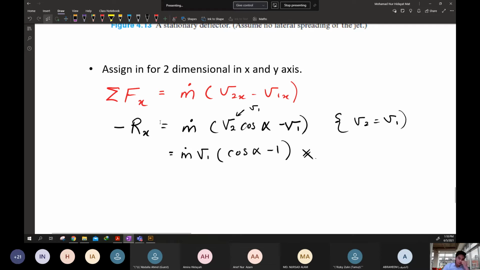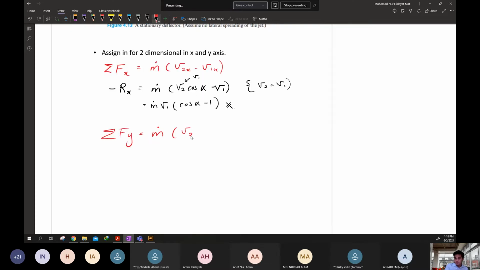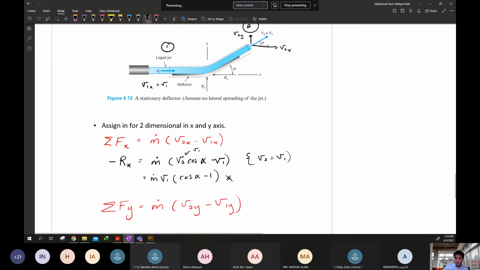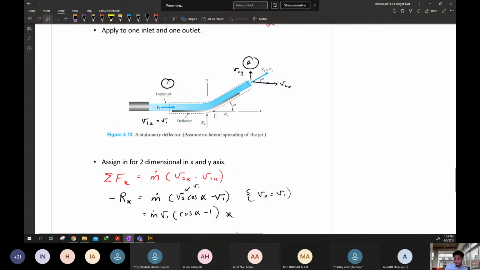Okay, now let's do the y component. Summation of force in y component is m times (V2y minus V1y). What's the force in the y component involved? Only the reaction force pointing upward. So is Ry positive or negative? Positive. Mass flow rate.